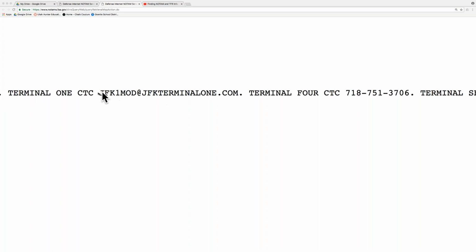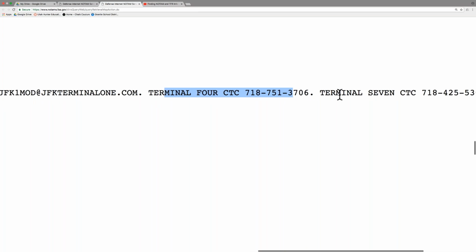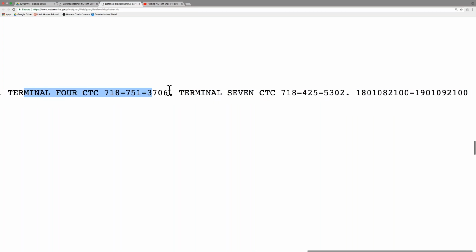Terminal 1 contact center JFK. Here's their email address. For Terminal 4, contact that phone number. Terminal 7, contact that phone number. And this is an effective date for basically the next year.